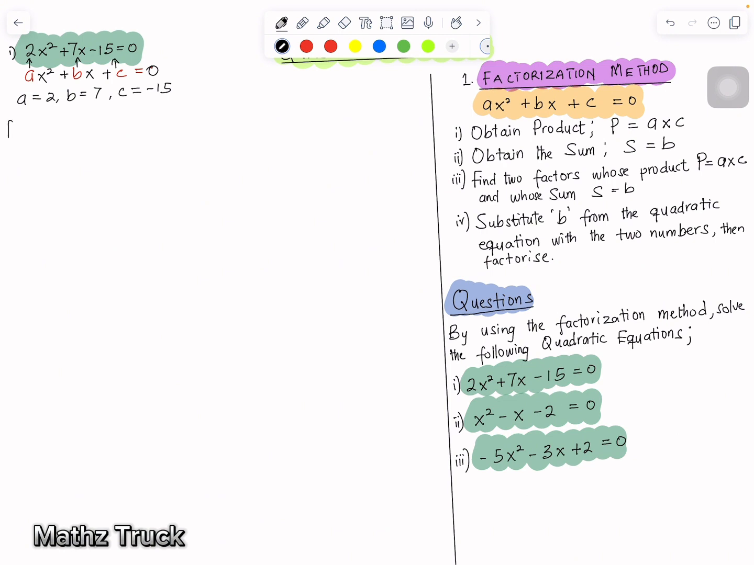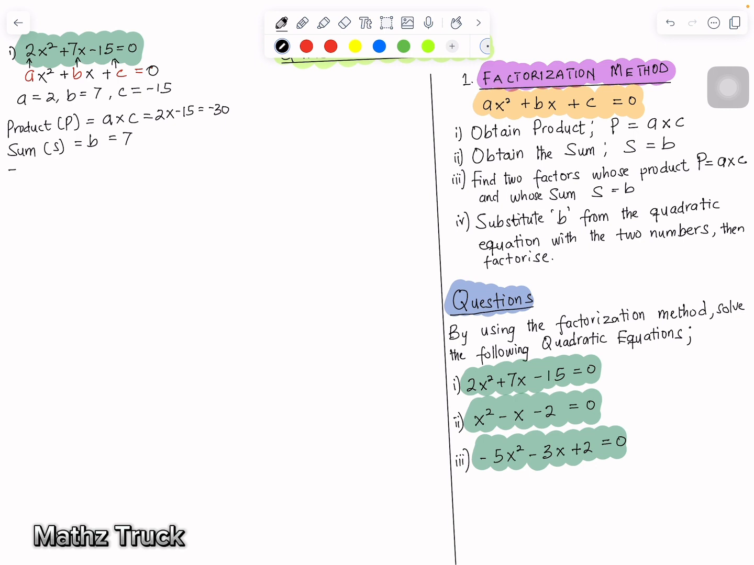For product, which is p, is always equal to the product of a and c. And we know a to be 2, c is negative 15, that gives us negative 30. Then we have to find the sum, being always equal to b, which is 7. Now, you have to ask yourself, two factors that when you multiply, you get negative 30, and when you add them, you get positive 7.